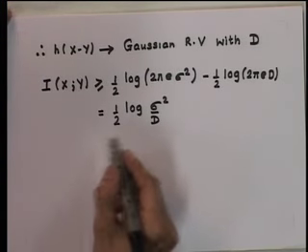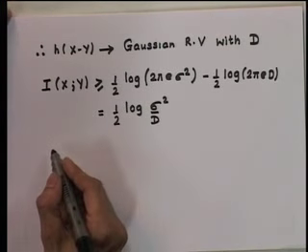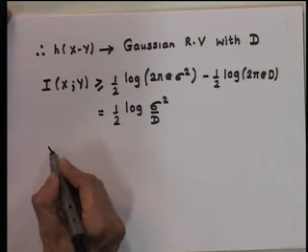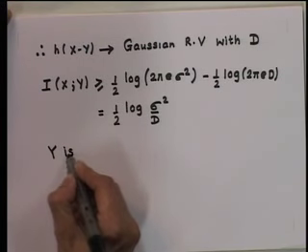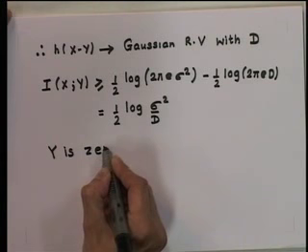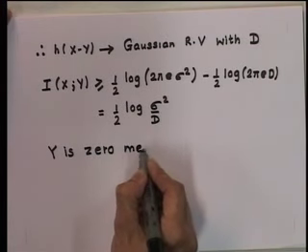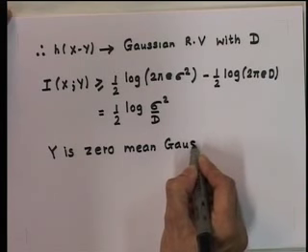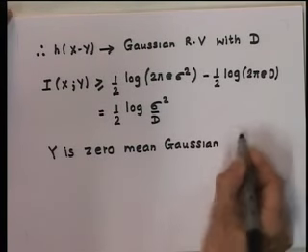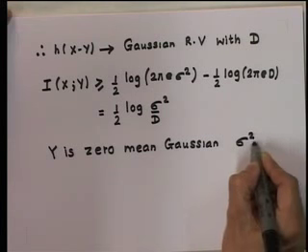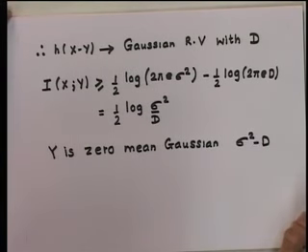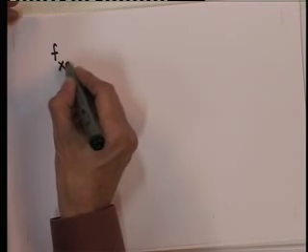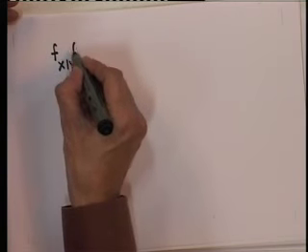Now, this average mutual information can be achieved if y is 0 mean Gaussian with variance sigma squared minus d. And conditional PDF is given as follows.